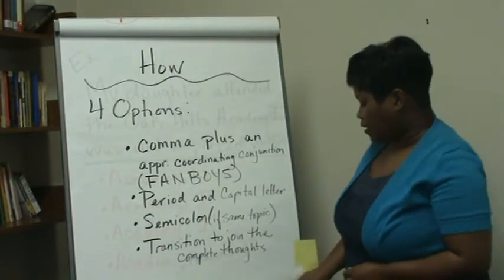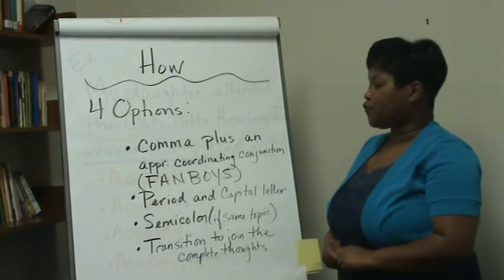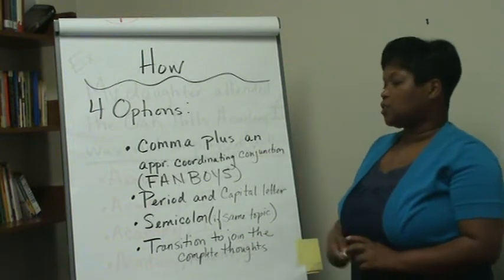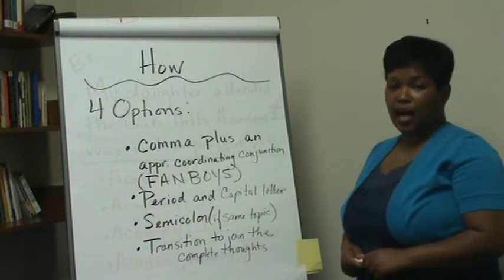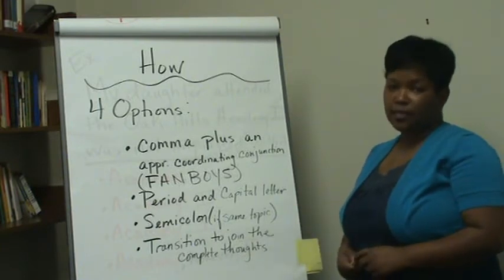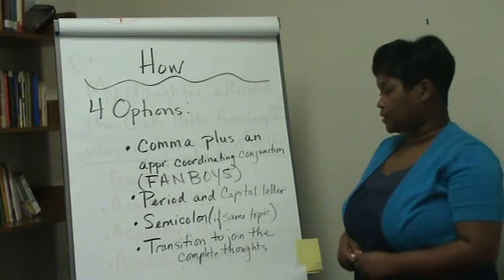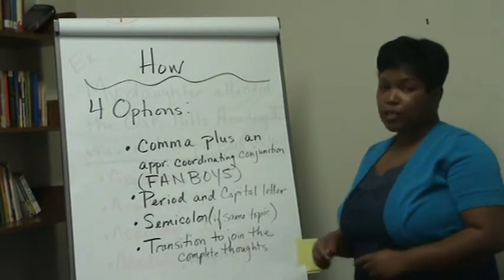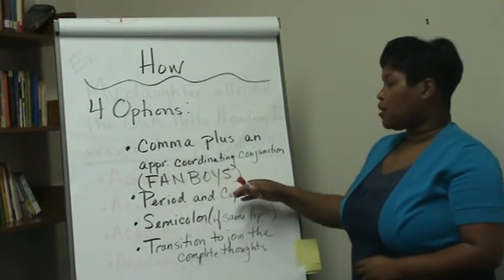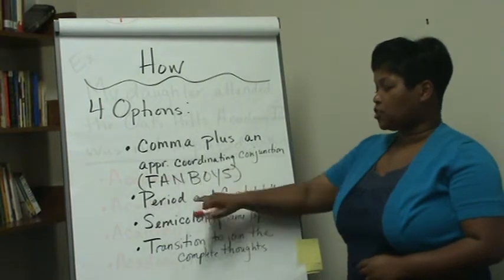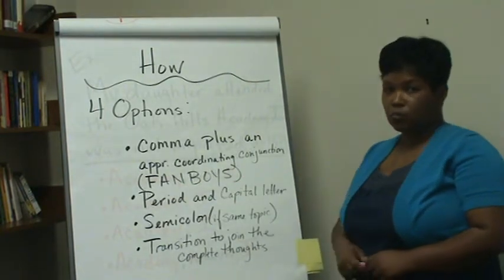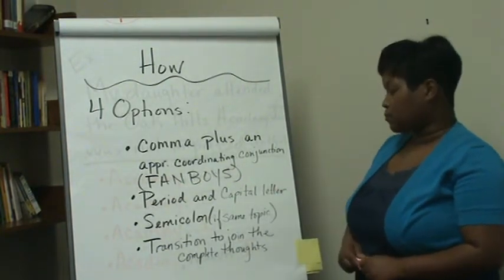So, how can we fix a run-on? Well, there's a few options. The first option is adding a comma plus a coordinating conjunction, one that's appropriate, to connect the two or more independent clauses or complete sentences that you have run together. We're going to talk about fanboys more, but the coordinating conjunctions are known as fanboys. And so we'll talk about those and what they actually mean.